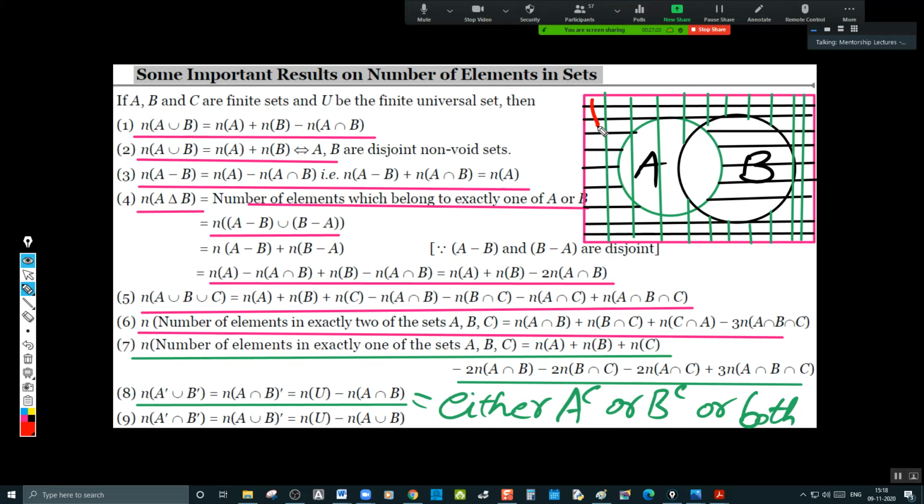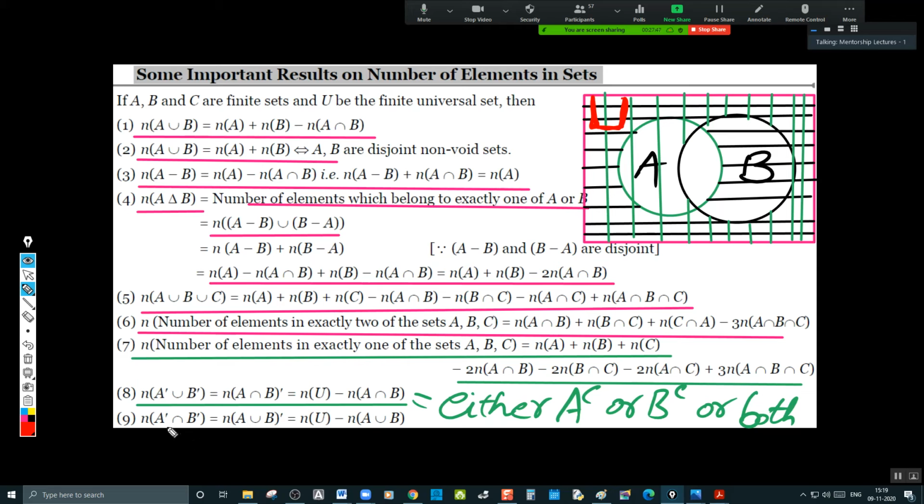Yes. This is union. That is, I'm sorry, universal set. This universal set minus n of A intersection B. That's what it is. So whenever you get n of A complement union B complement, it is equal to n of A intersection B whole complement. A intersection B whole complement means not A intersection B, rest all the area. Next, that is equal to n of U minus n of A intersection B.